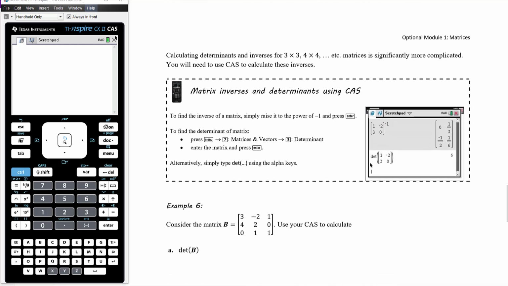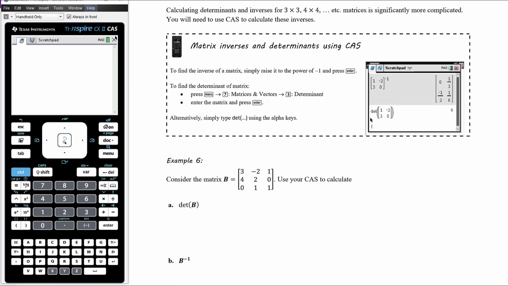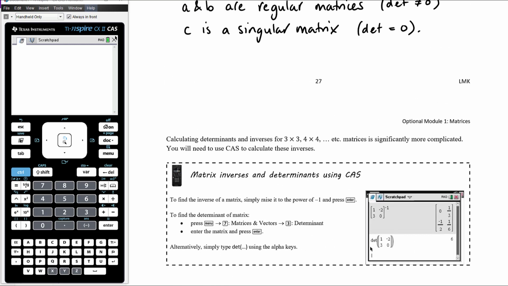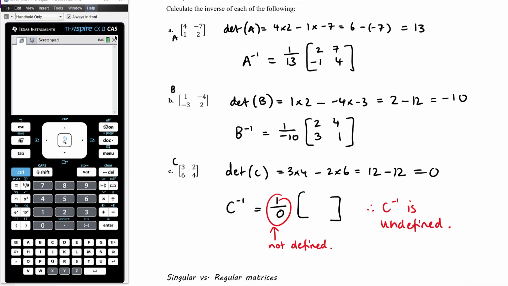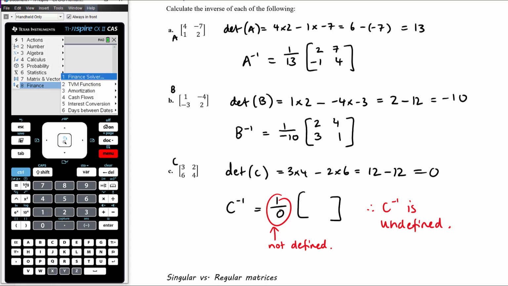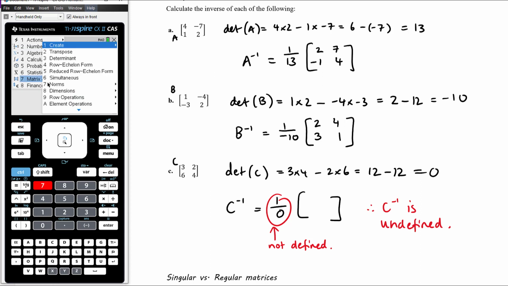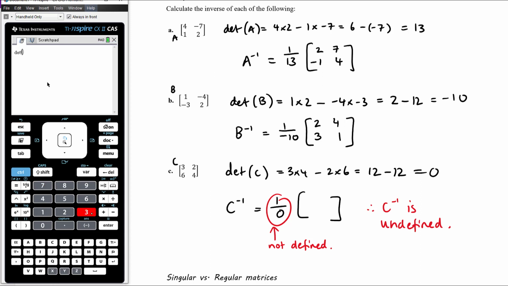Okay, calculating your inverses and determinants using your CAS. So let's just use that previous example just to show you how you're going to do this. Let's look at the matrix in part A. To calculate the determinant, press menu, 7 for matrices, and then 3 is determinant, and then you simply put your matrix in here. We have a 2 by 2 matrix, 4, -7, 1 and 2. Hopefully we find the determinant's 13.